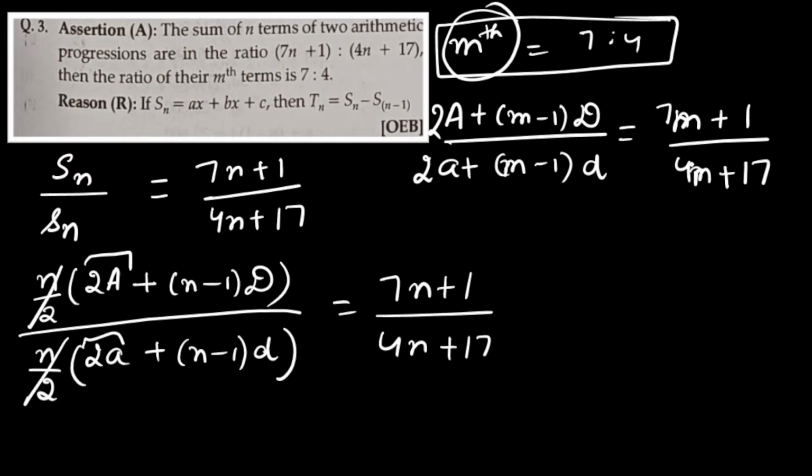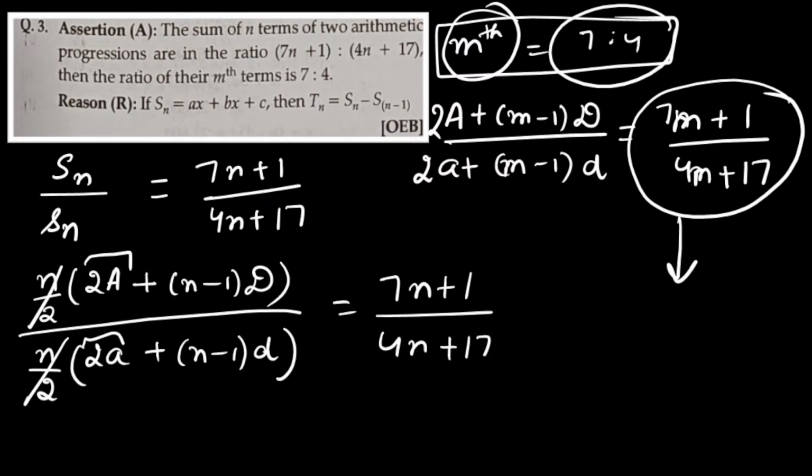So what can be done here? M minus 1, we have to take common. M minus 1, no. See, if you take common also, there is no common factor, and if you simplify this one, still the answer will be in m form. It will not get cancelled.